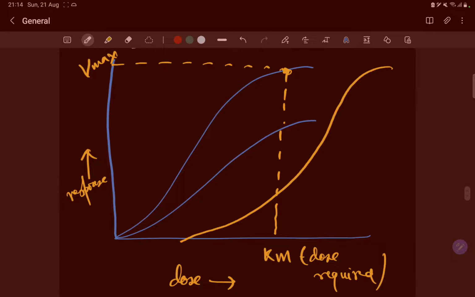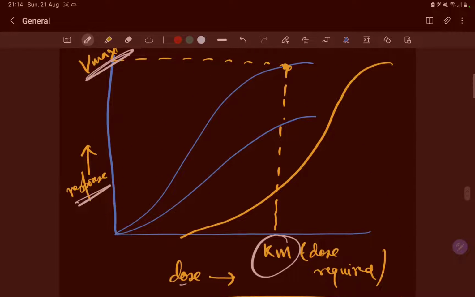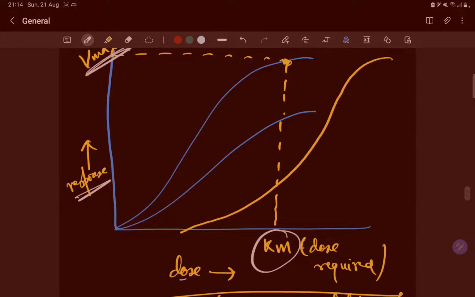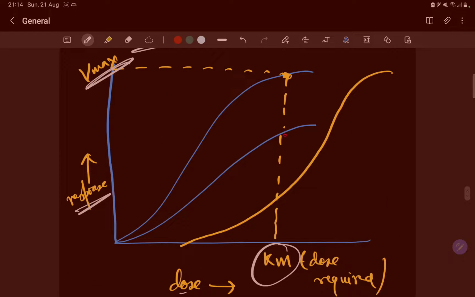Now, you see this graph over here. There is a Vmax. There is something called Km. And there is a response and dose. So there is a dose response curve, and it is very common. You have to understand, see over here, the Vmax, the maximum of this is this. Right, now there is a concept of potency and efficacy.